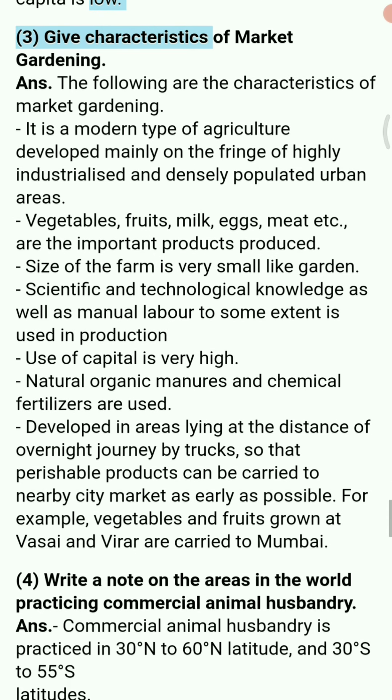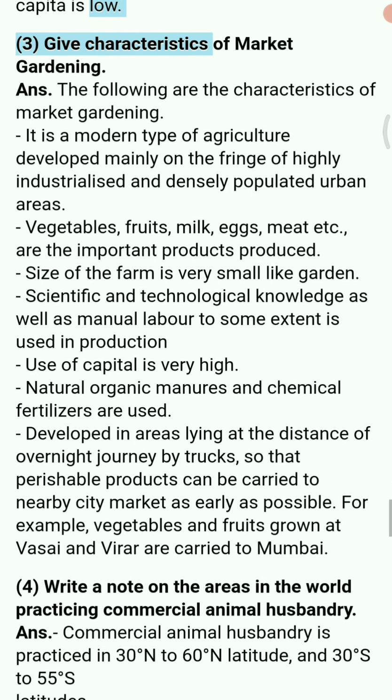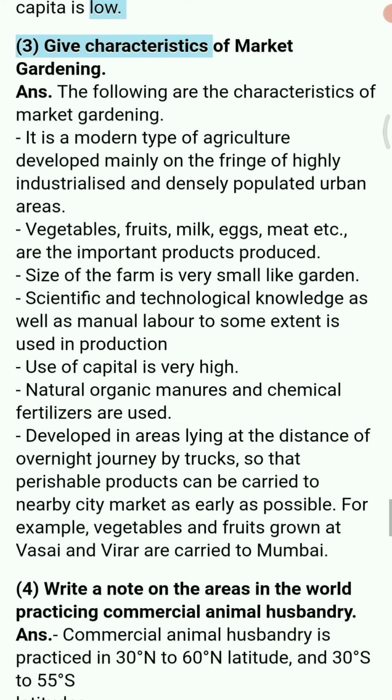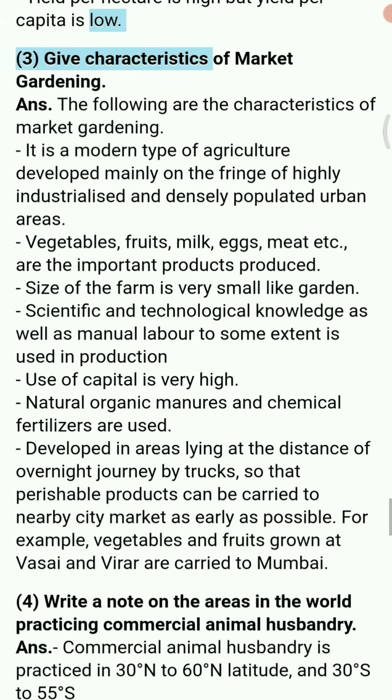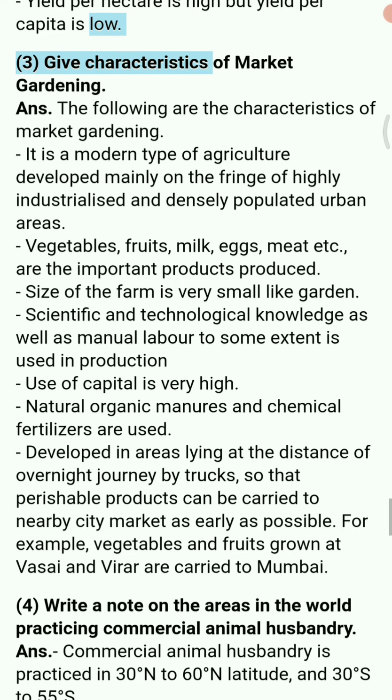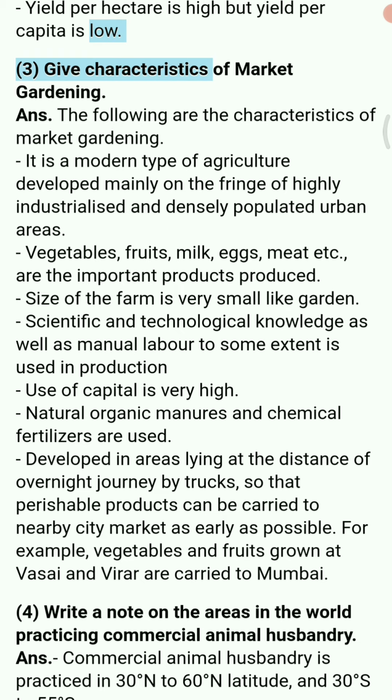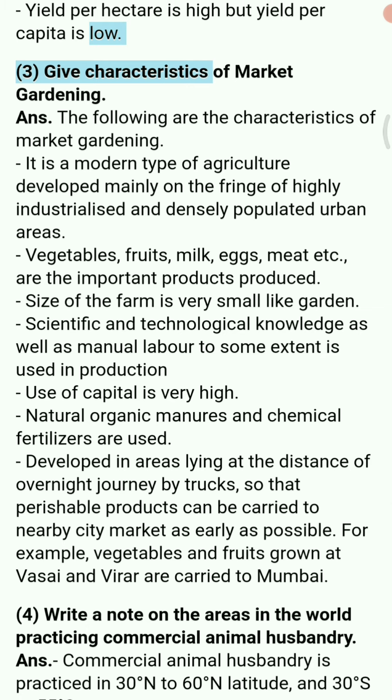Now question number 3, that is, give characteristics of market gardening. अभी मार्केट गार्डनिंग is also called as truck gardening, उसका अलग नाम है ट्रक गार्डनिंग, ओके. So यहाँ पे मार्केट गार्डनिंग की स्पेशलिटी क्या है, यहाँ पे वेजिटेबल्स, फ्रूट्स, ये अलग अलग तरीके की चीज़ें आपको वहाँ पे दिखाई देंगे. So size of the farm is very small, okay. गार्डन के जैसे ही साइज़ है.